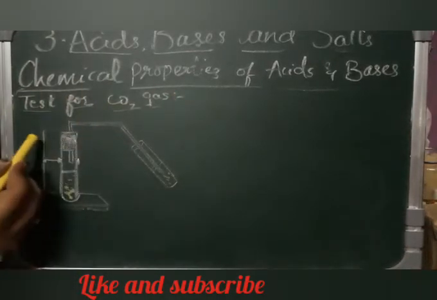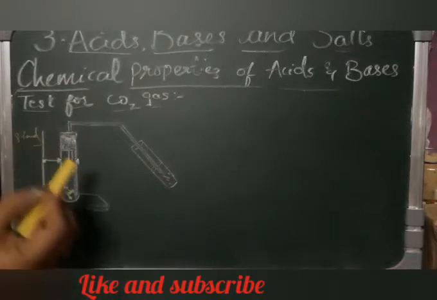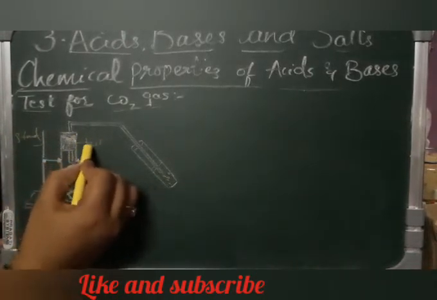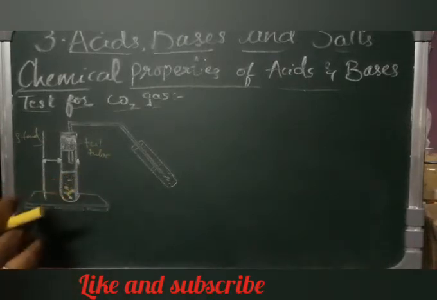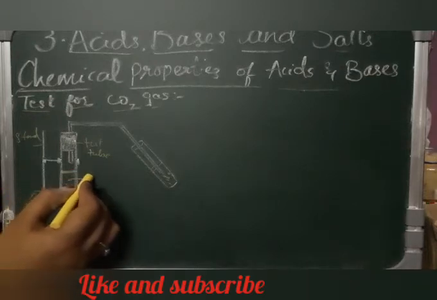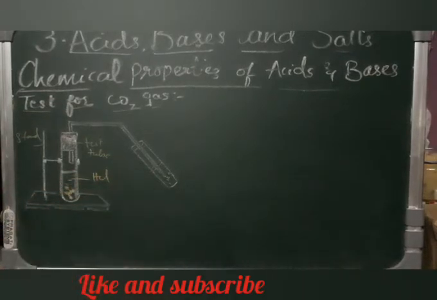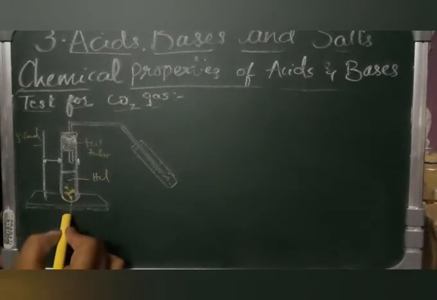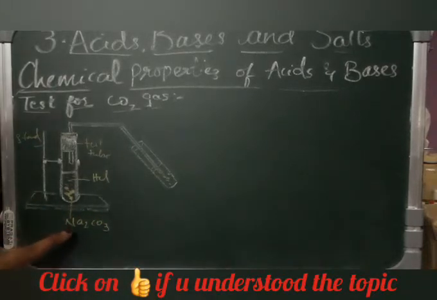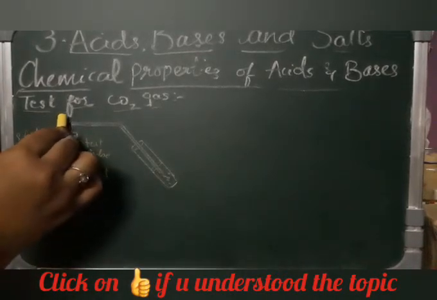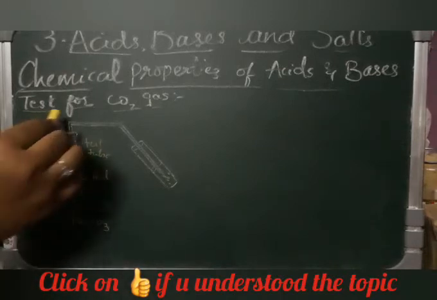For this, we are going to take a test tube and fix it with the stand. Now we are going to add some amount, we will take 10 ml of HCl solution, that is hydrochloric acid, in diluted form, and in this we will add some Na2CO3, sodium carbonate. And then we will stir it with the funnel.